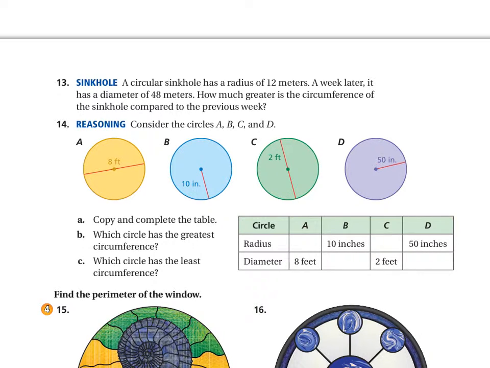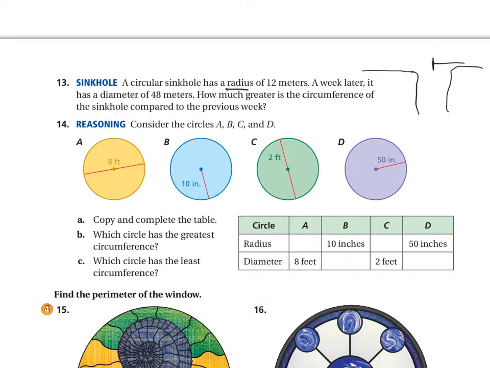A sinkhole. A circular sinkhole has a radius of 12 meters. So we're looking at some kind of a sinkhole here. It sinks like this, and we don't know how far it goes. And it comes back up like this. But it has a radius. So is the radius all the way across, or is it just halfway across?